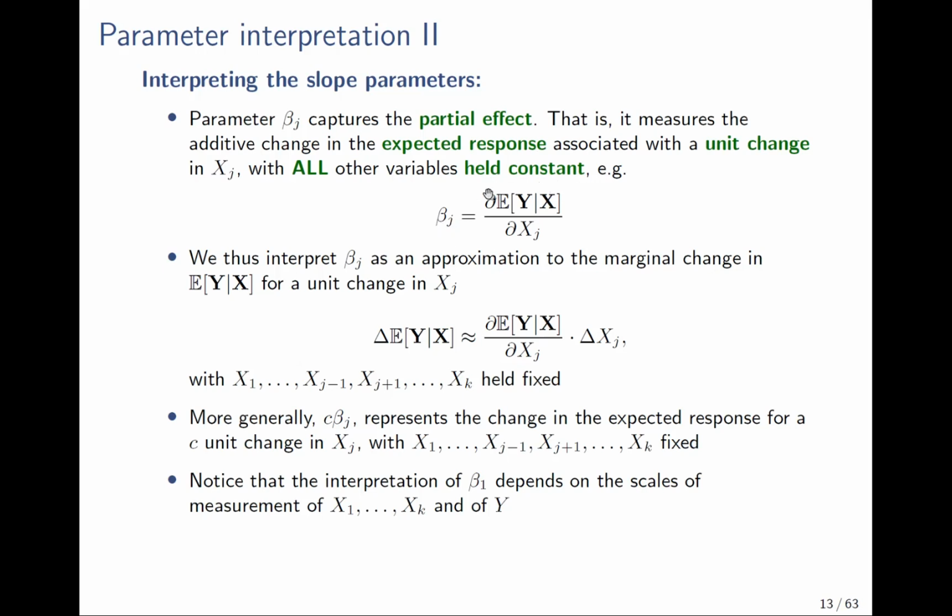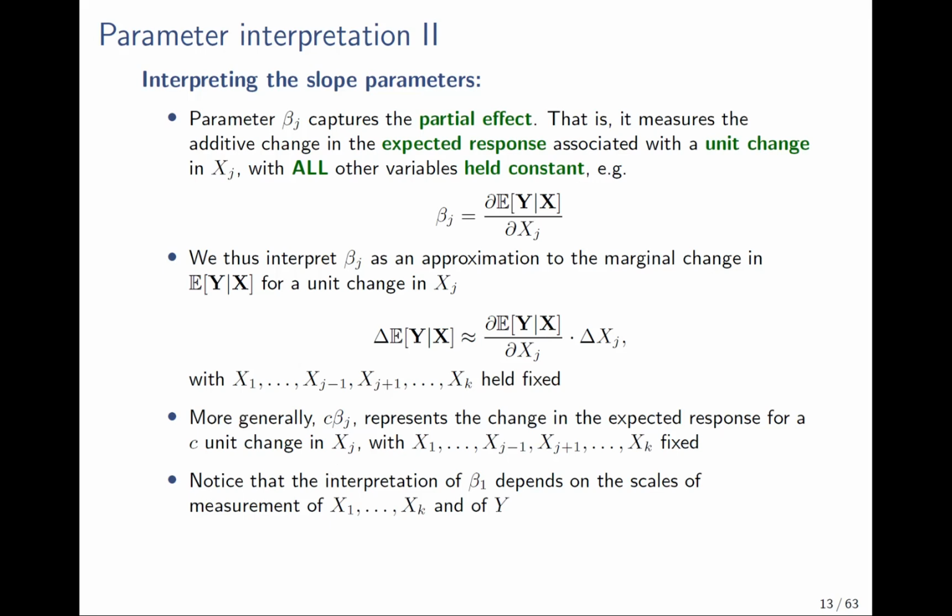Beta j is the partial derivative of the average conditional response with respect to covariate j. And so we therefore interpret beta j as an approximation to the marginal change in the expected response for a unit change in xj. So this is the approximation we're going to use. Think of beta j as telling us the change in the expected response for a unit change in xj. Or more generally, if we multiply beta j by a constant c, it represents the change in expected response for a c unit change in xj.